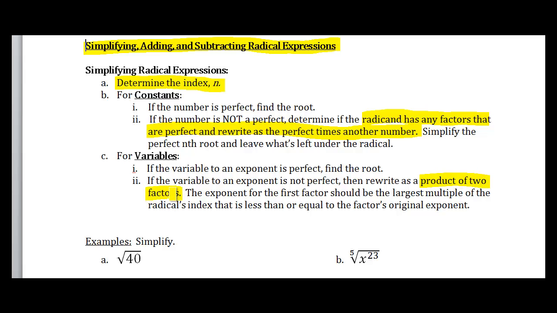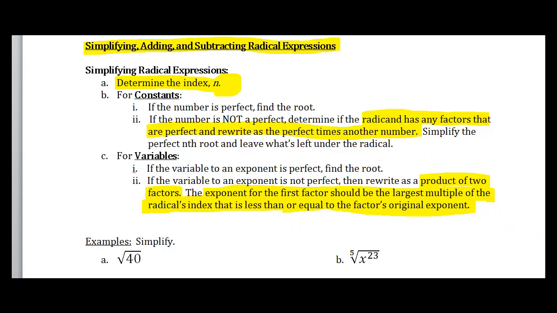All right. It's going to be the variable broken down into two variable expressions multiplied by each other, right? That's what factors mean. The exponent for the first factor should be the largest multiple of the radicand's index that is less than or equal to the factor's original exponent. That's why that index is very important in this first step here. All right, that is a mouthful, and so it'll make a lot more sense when we look at an example.